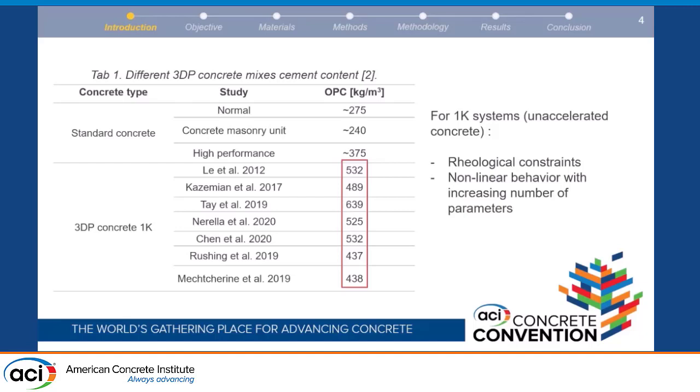And if we add the non-linear behavior of cementitious materials with an increasing number of parameters, such as admixtures and supplementary cementitious materials often used in 3D printing concrete, we have a rise in cement content and thus automatically a rise in global warming potential.